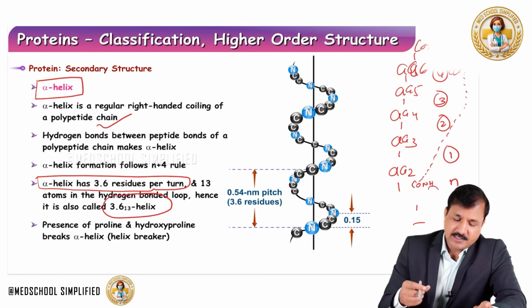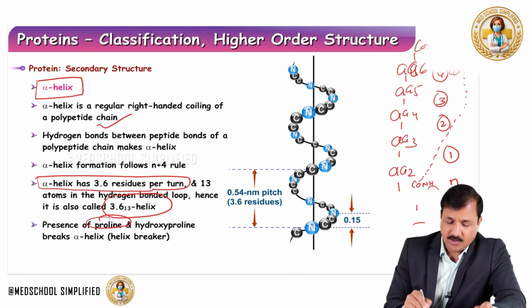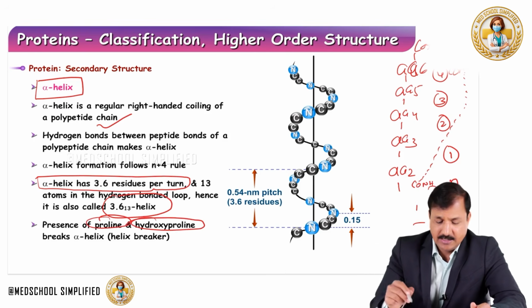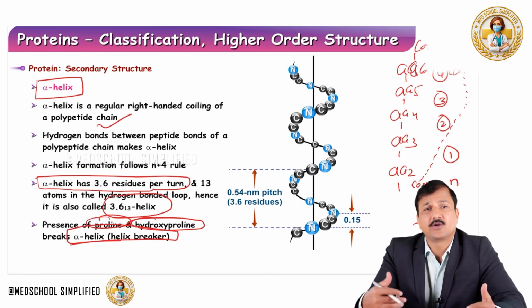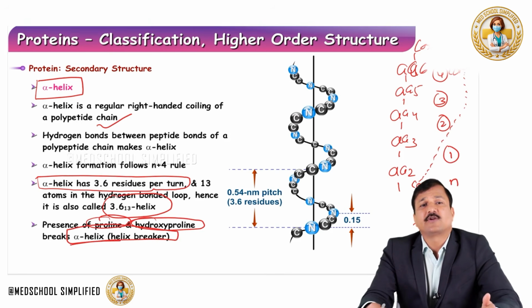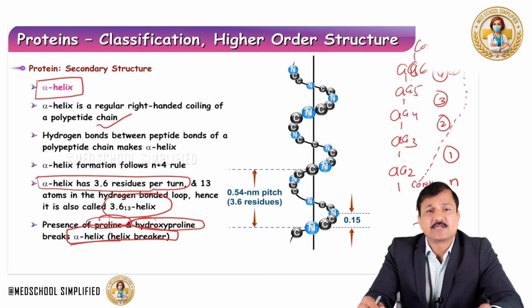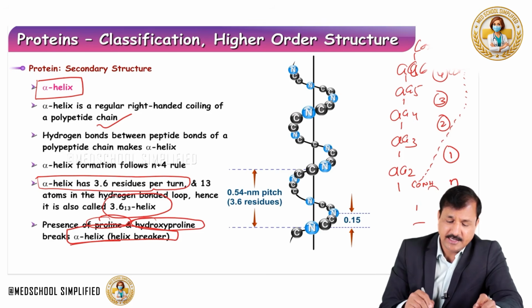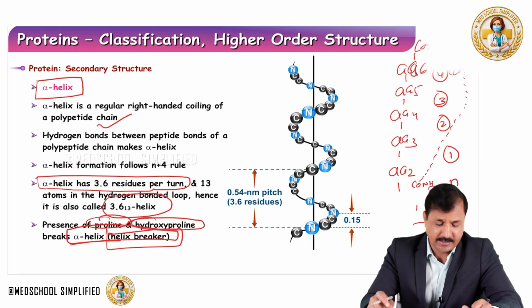Now, one of the amino acids that you must remember in alpha helix is proline or hydroxyproline. Whenever proline or hydroxyproline comes in, the alpha helix does not continue, because proline and hydroxyproline do not allow that smooth alpha helix to continue. So basically the alpha helix ends there in a polypeptide chain whenever proline or hydroxyproline comes in. That's why it is called a helix breaker. Proline or hydroxyproline is simply referred to as a helix breaker. Remember that.